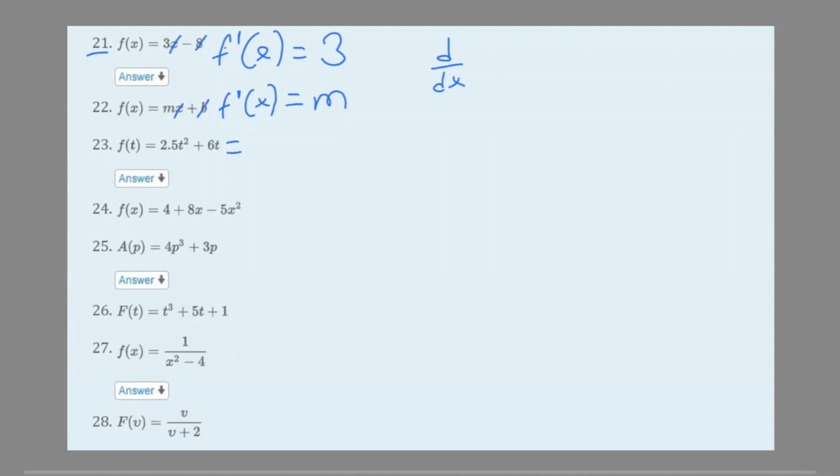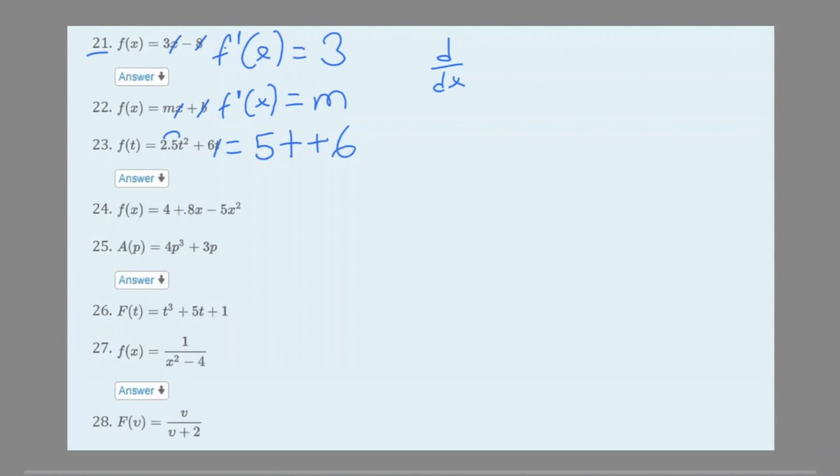Now 23, the function f of t is 2.5 t squared plus 6t. So for this, we could just use the power rule. If we put the 2 in the front, we get 2.5 times 2, which is 5, and then t. And plus 6t, we could just cancel out the t. That would be 5t plus 6.